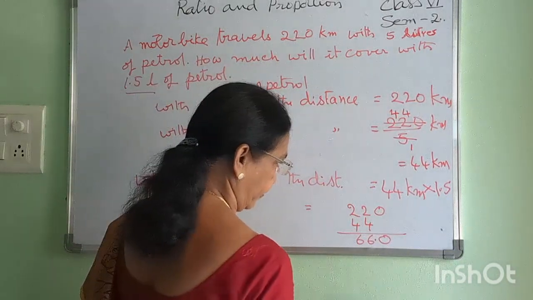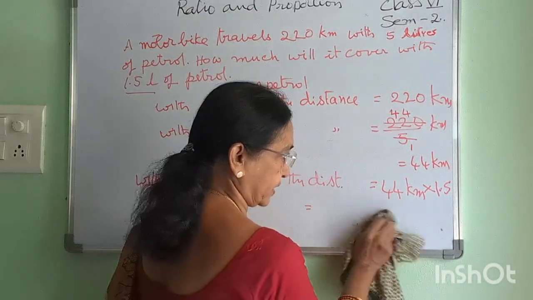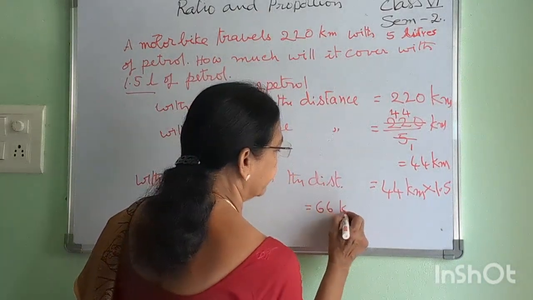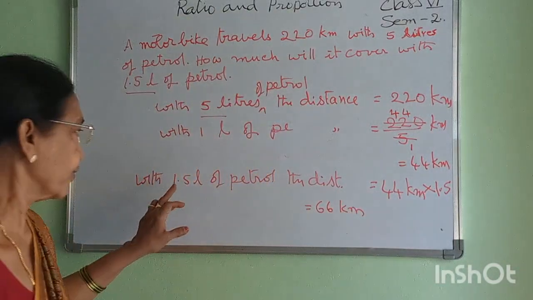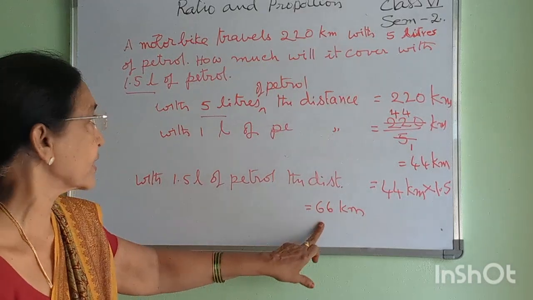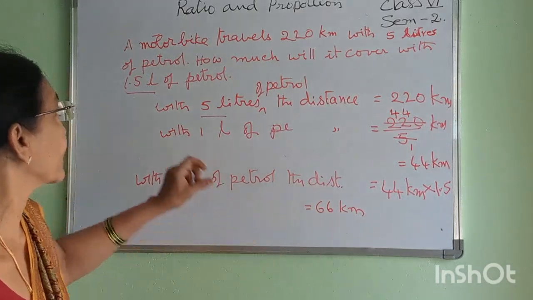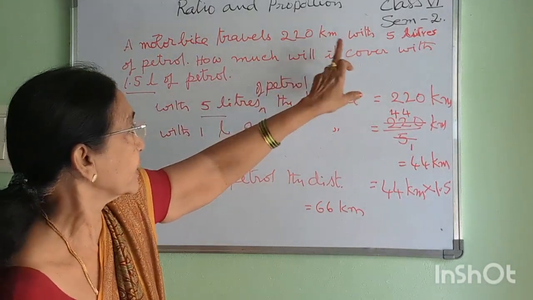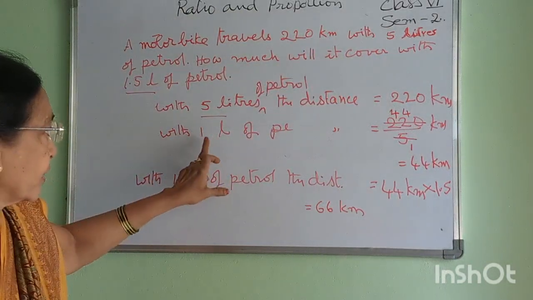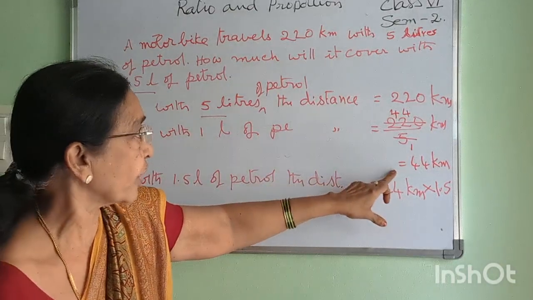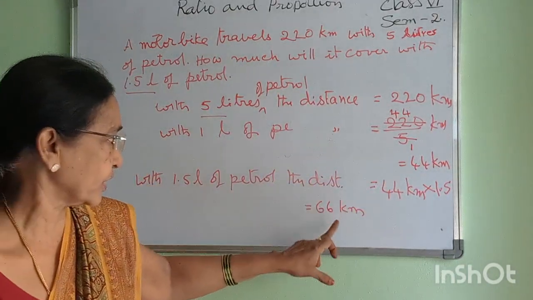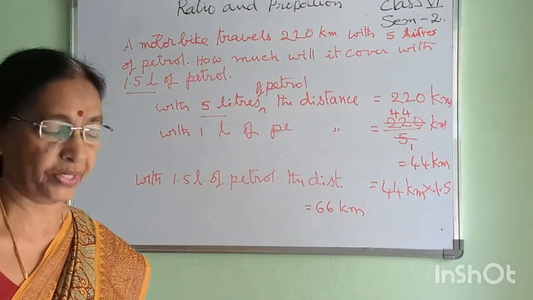Therefore, the product is 66 kilometers. So, with 1.5 liters of petrol, the distance covered by the motorbike is 66 kilometers. So, with 5 liters, it travels 220 kilometers. With 1 liter of petrol, it travels 44 kilometers. With 1.5 liters of petrol, it travels 66 kilometers.